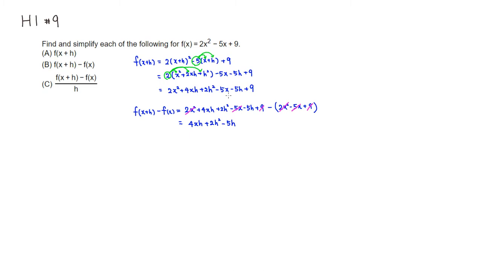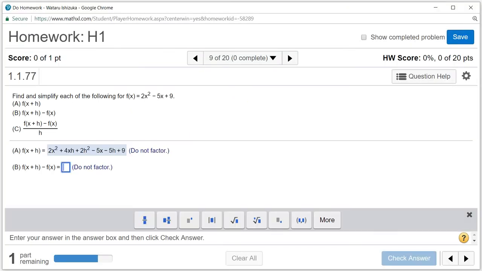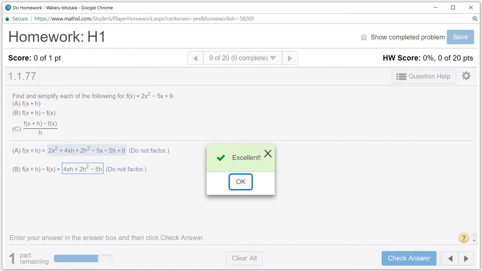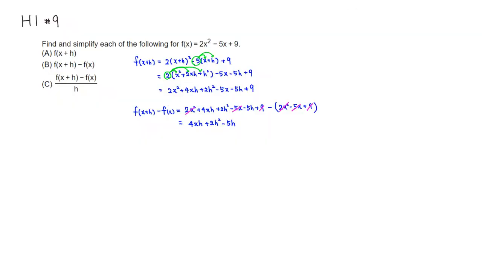So let's type this in. What we got was 4xh plus 2h squared minus 5h. Let's check the answer. We got that. So let's do part C. Part C is just we want to divide part B by h.